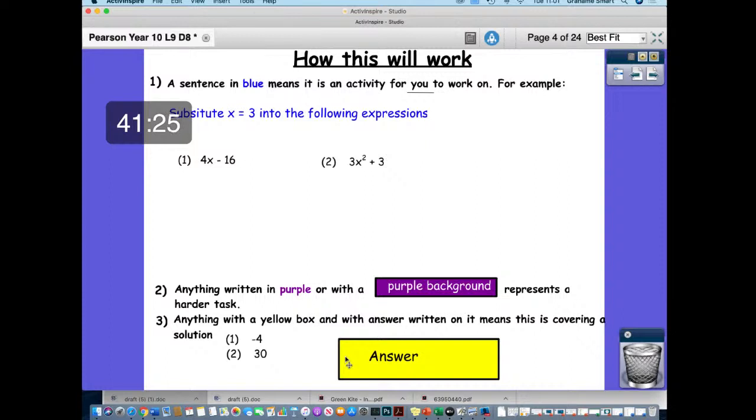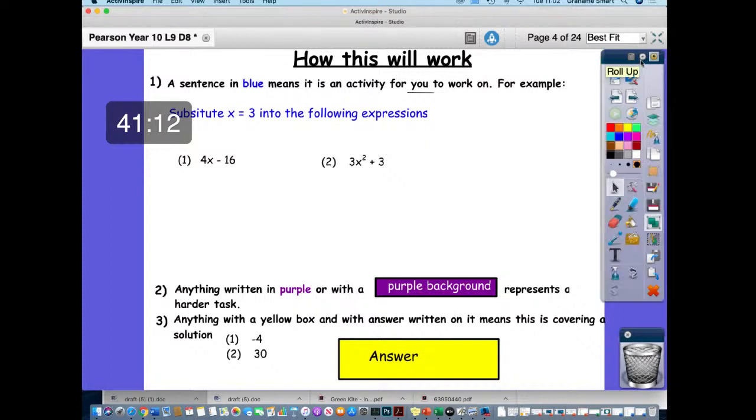4 times 3 is 12, 12 subtract 16 is negative 4, that's for the first one. And x squared is 9 in this case, 3 times 9 is 27, 27 add 3 is 30. So underneath that yellow box was the answer to these 2 questions up here.